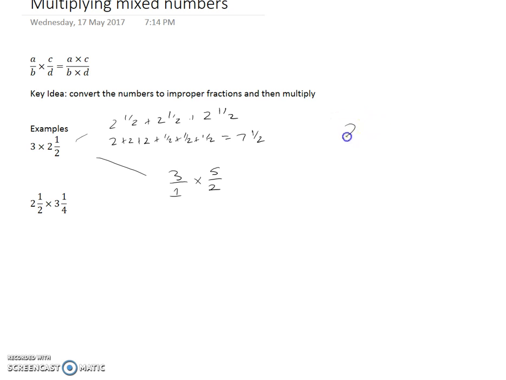The reason that works is because 2 wholes equals 4 halves. Okay, and you add another half. 4 halves plus another half gives you 5 halves. Right, that's 5 on 2, 5 halves. Now let's multiply numerators and denominators together. 3 times 5 is 15, 1 times 2 is 2. Now going back to a mixed number, how many 2's in 15? 7 with 1 remainder, so it's 7.5.